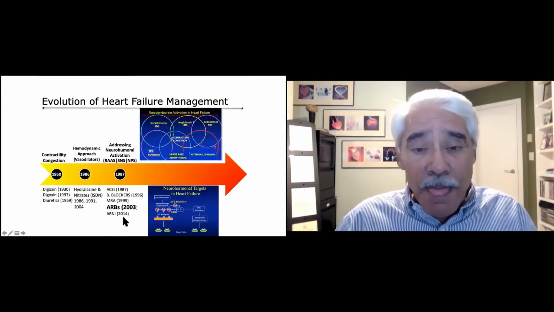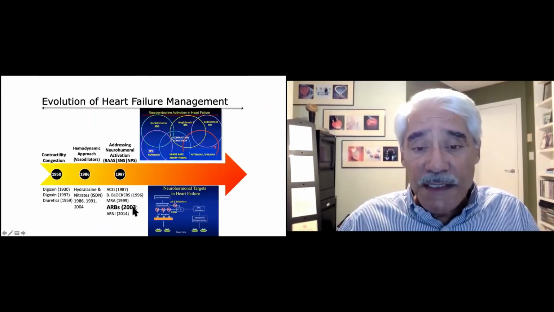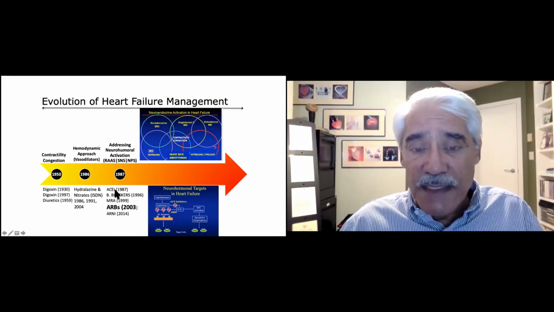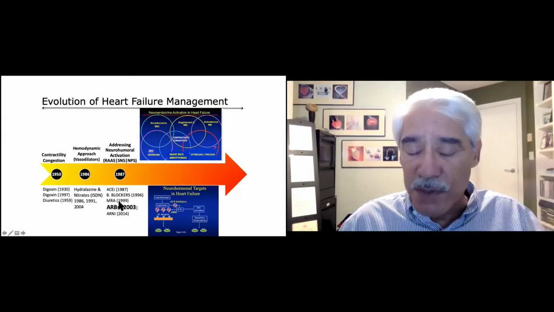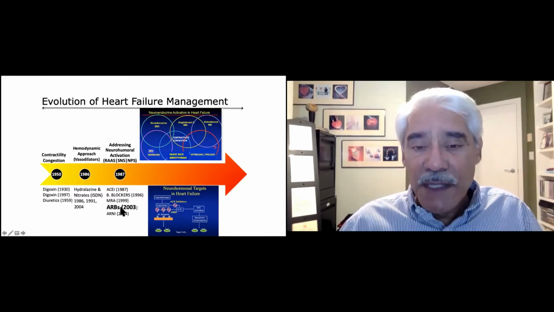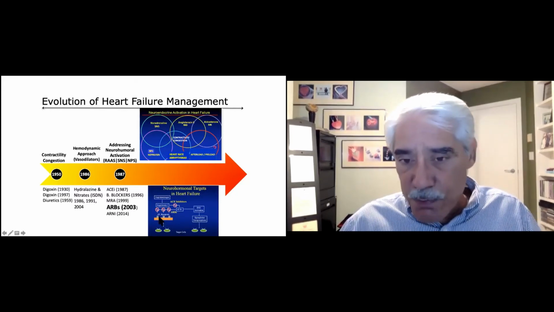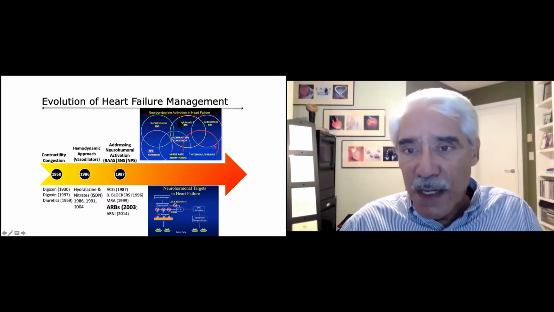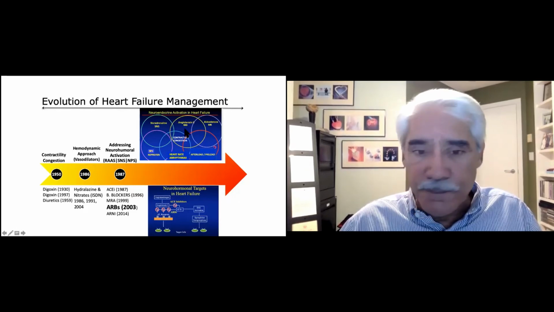All right, so what about the angiotensin receptor blockers? With the ACE inhibitor, you can block the production of angiotensin 2. With the mineralocorticoid antagonists, you can block the effect of aldosterone. With the angiotensin receptor blockers, you block the AT1 receptor, and so angiotensin 2 cannot do its harmful stuff. So again, we're working on the RAS system.